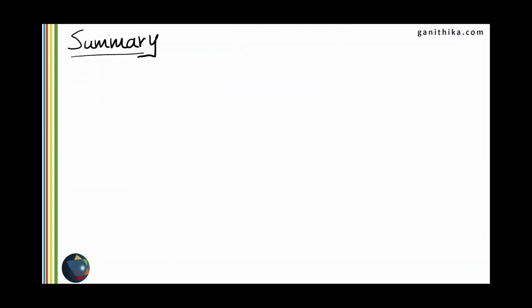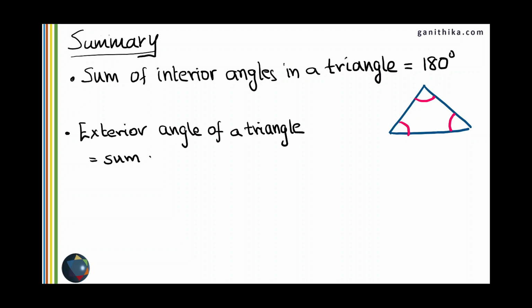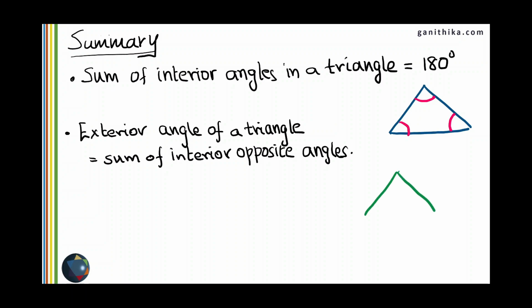Let's sum up what we studied just now. First thing we learnt was the sum of interior angles in a triangle is 180 degrees, which means if you have a triangle like this, add the angles inside the triangle, you will get 180 degrees whatever the size of the triangle is. The sum of all the 3 angles inside a triangle is always equal to 180 degrees. The exterior angle of a triangle is equal to the sum of the interior opposite angles, which means if we have a triangle and if I call this an exterior angle, it's equal to the sum of the interior opposite angles in a triangle.